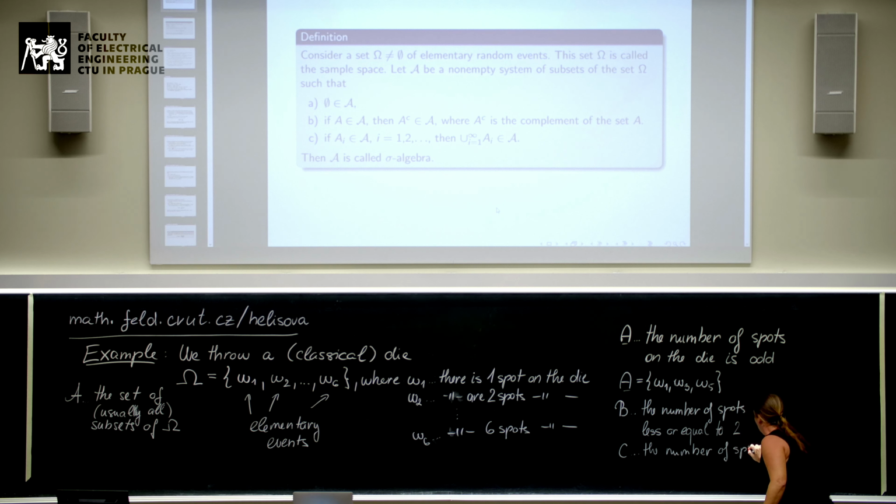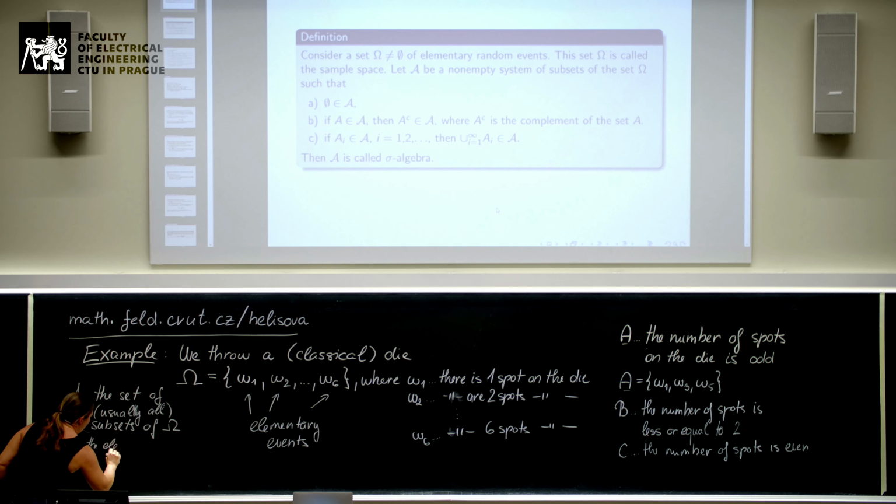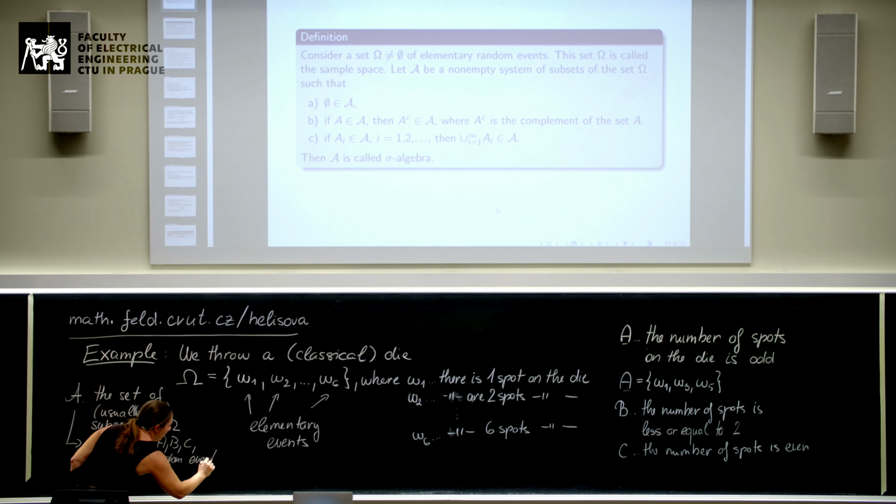the number of spots is even, and that's all. So theoretically, it can be enough to have only these two events in the set of subsets, but usually, because we want to make some more general models and to calculate the probabilities of more general situations, usually we consider the set of all subsets of this capital omega, and the elements which are usually denoted by capital letters starting from A are called random events. So that's the term of sigma algebra.